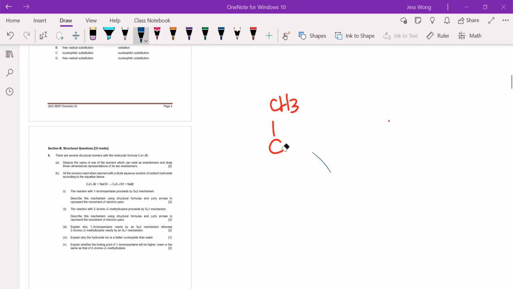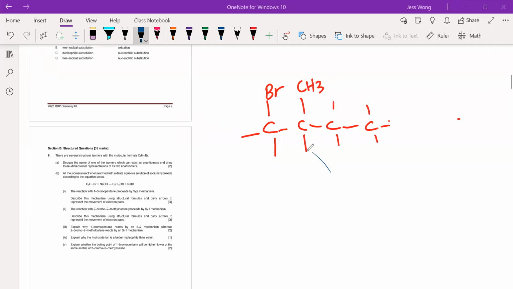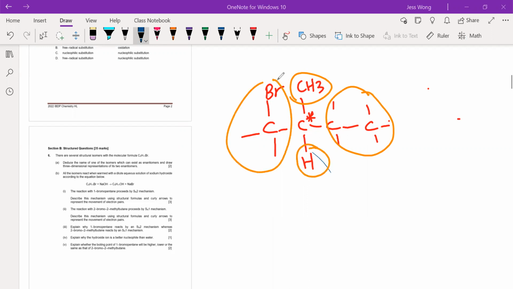Okay, maybe I should draw the straight chain one so you can see. So 1-bromo-2-methyl. At number 1, we have a bromo and H. Number 2, we have a methyl. Something like this. So you can see this carbon here is a chiral carbon, because it has 4 different groups: a CH3 group, an ethyl group, an H, and a CH2Br group. So you can do the same and draw it in the 3D format.